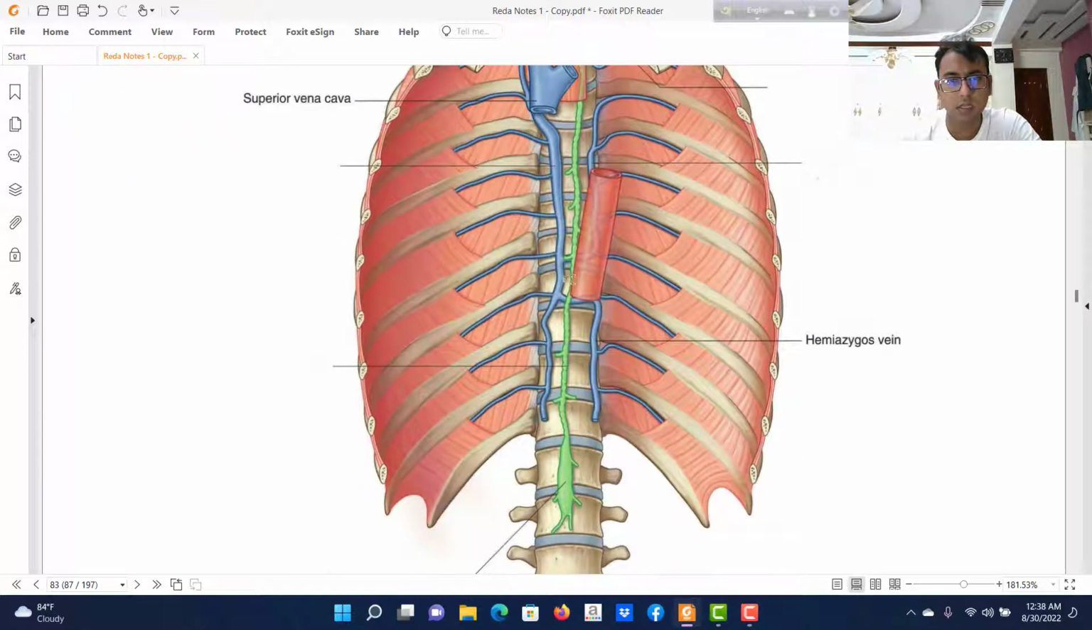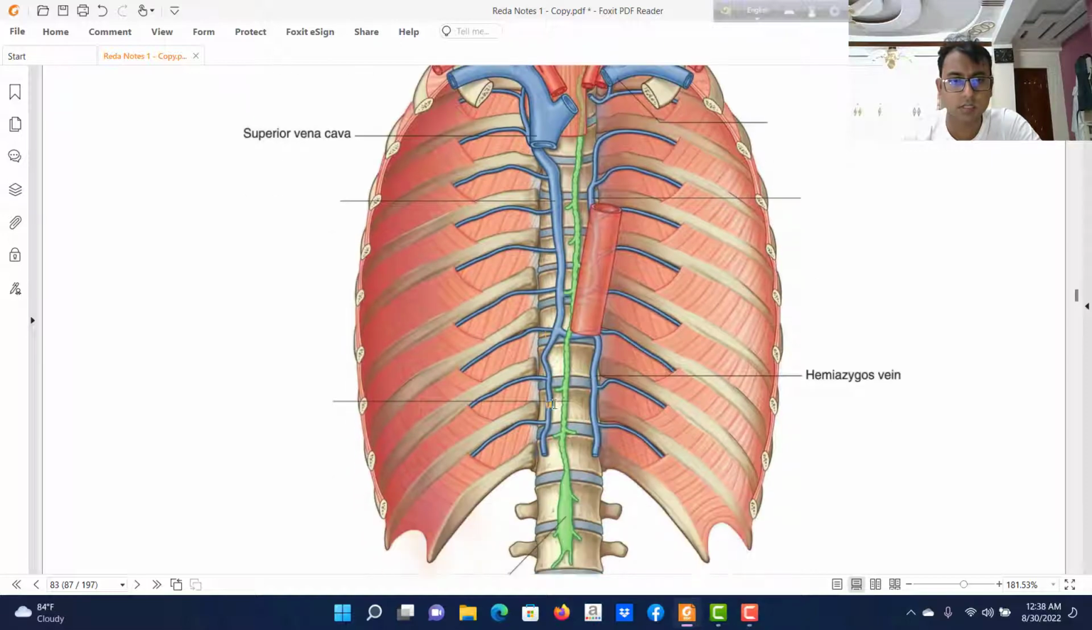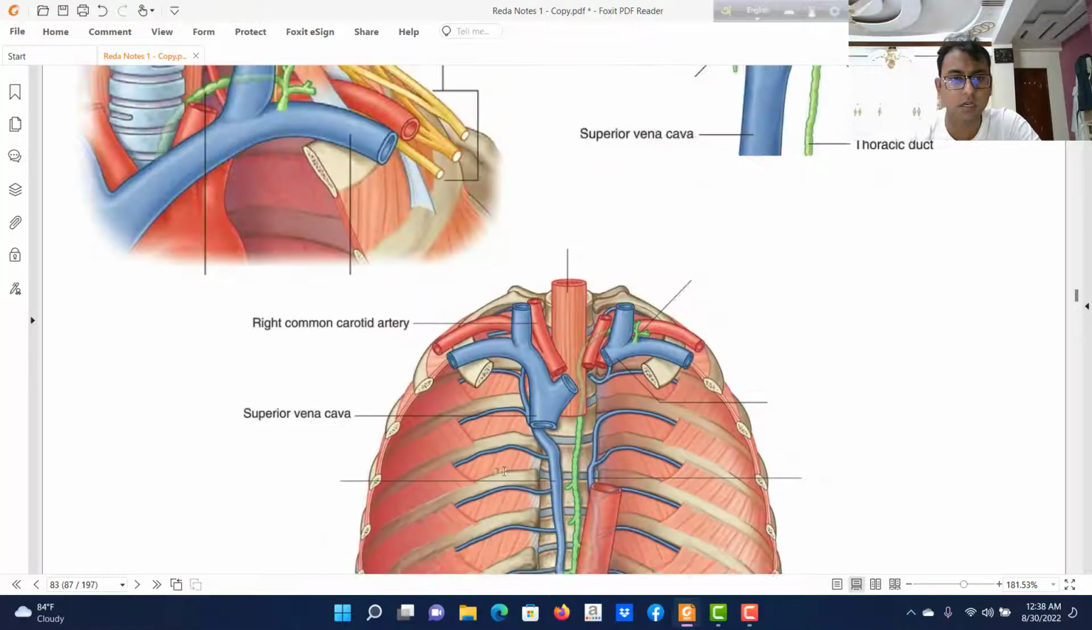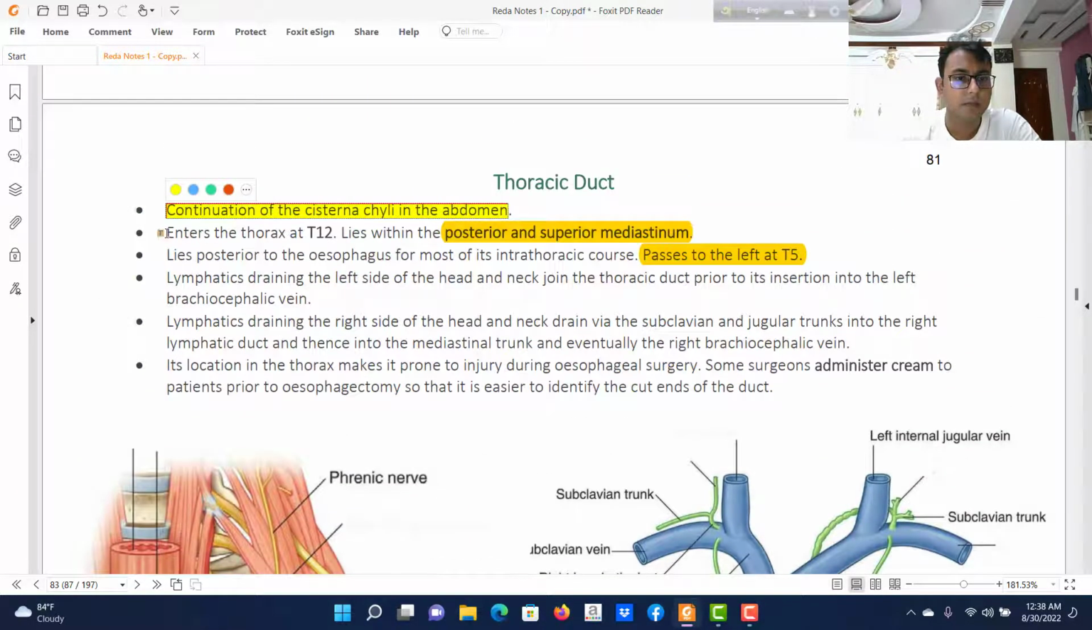So this is the greenish colored thoracic duct, which starts as a continuation of the cisterna chyli. It enters the thorax at the thoracic 12 vertebra along with the descending thoracic aorta. It lies within the posterior and superior mediastinum. So it will go through the posterior and superior mediastinum, and passes to the opposite side from right to left at the level of thoracic 5.